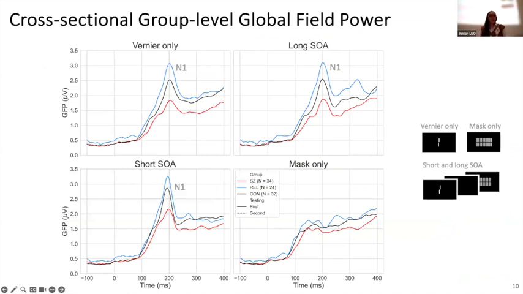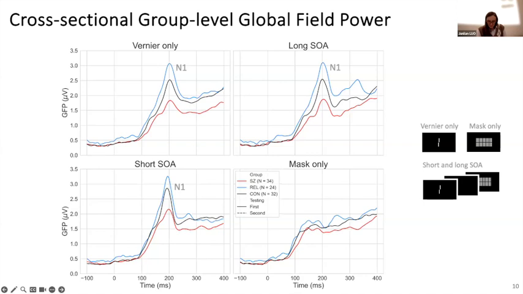First, some group level global field power results that we obtained by averaging the individual GFP waveforms of subjects. We do that by group. Here I show the first testing group average for the four conditions. Each plot is one condition, and each color is a different group. It's the same color code as before. Those cross-sectional results perfectly replicate what we showed in previous studies. Namely, we find this nice prominent GFP peak at 200 milliseconds after the onset of the target. We call this N1. Importantly, we also find this group difference in N1 amplitudes across patients, relatives, and controls.